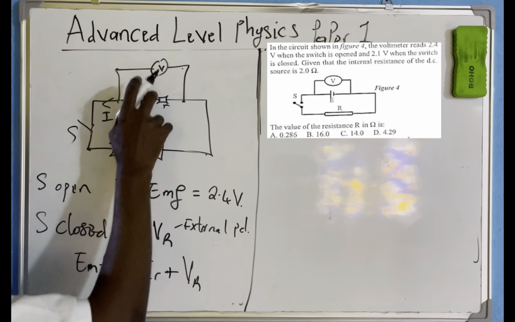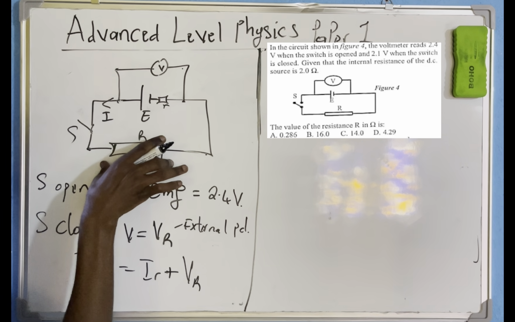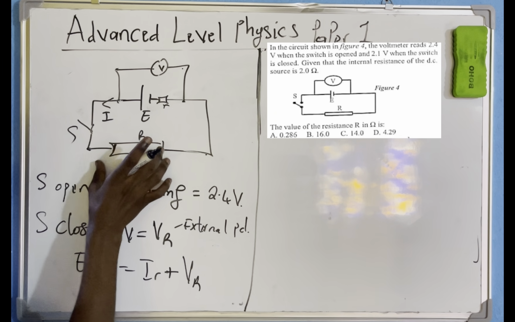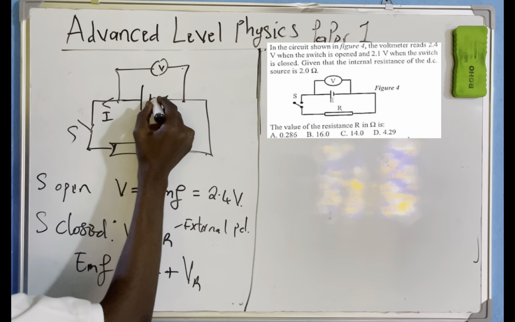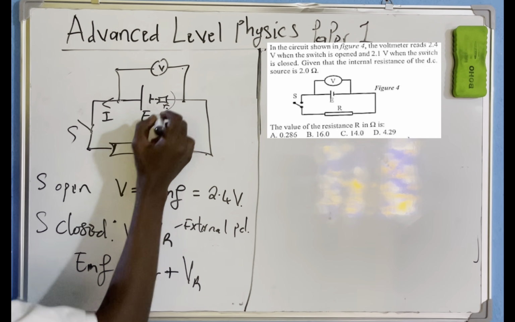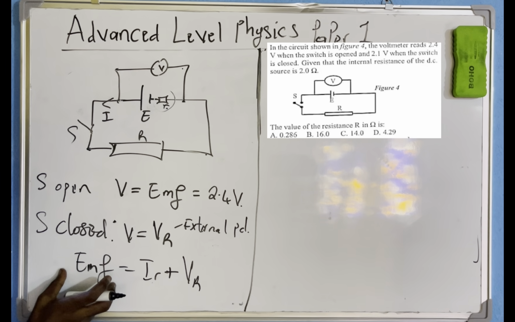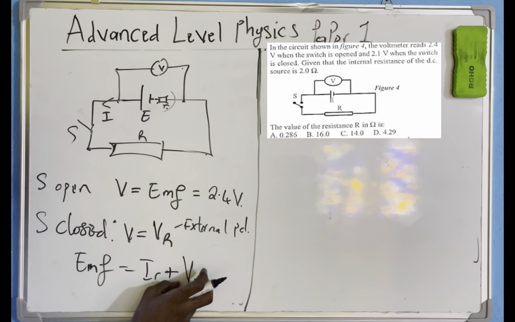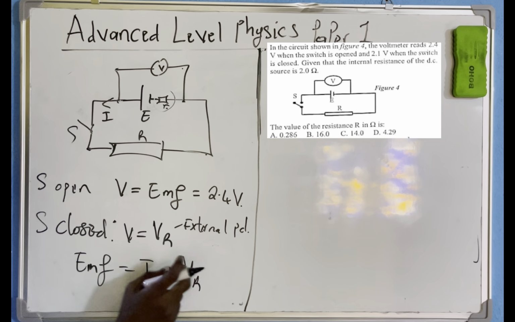It means that the voltage the battery is delivering to this R is not all coming here. Some is being lost by who? This internal resistance. It means that of the EMF the battery is delivering, one part is taken by the battery itself because it's not perfect, and the other part is taken by the external resistance, making the external PD.